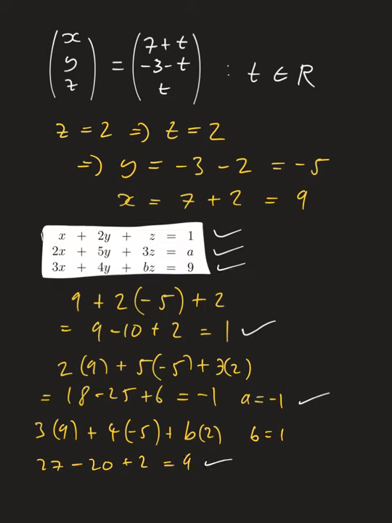So we've confirmed there that if we set t equal to 2 and we get z equals 2, y is equal to minus 5 and x equal to 9 from our solution on the top, that does actually solve the set of 3 equations. So in a case where a is equal to minus 1 and b is equal to 1, that's just one of an infinite set of values for x, y and z that would solve those 3 equations.